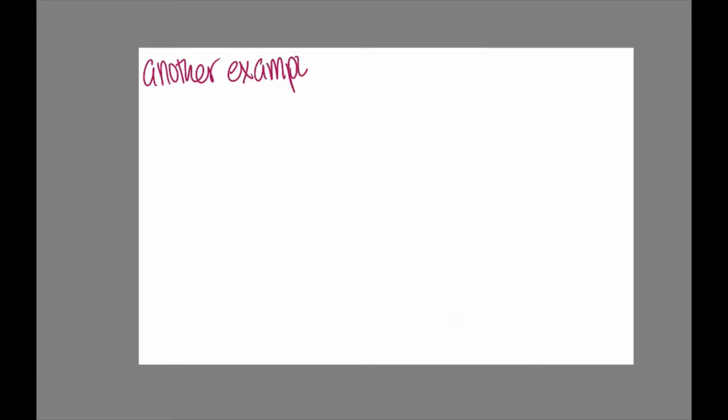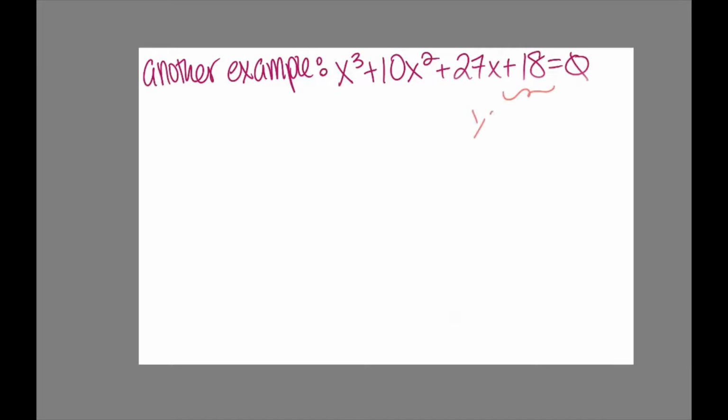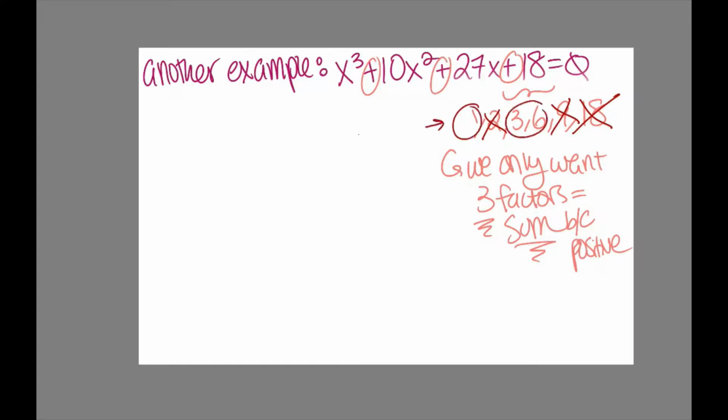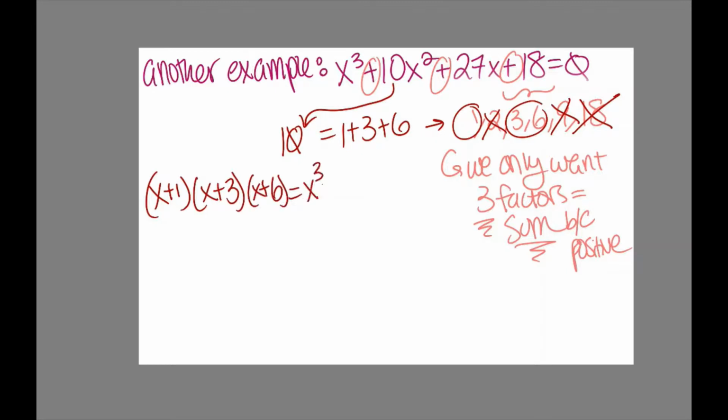Note here that when we list out the factors of 18, there are many possible values, including 1, 2, 3, 6, 9, and 18. However, for our cubic equation, we only need 3 factors that add up to 10. Since again, all terms are positive, we can get rid of 18 because that value is greater than 10, and we can get rid of 9 because we cannot add 2 more factors to this value to get 10. 1 plus 3 plus 6 gets us 10, and so those are the factors to our cubic equation.